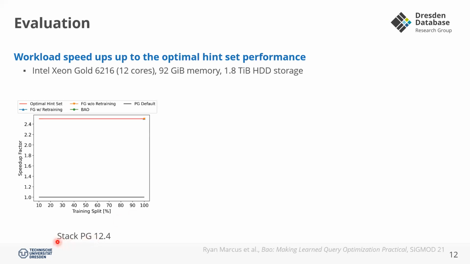So first of all, this is again the results for Stack on Postgres 12. And you can see two lines. The black line down here is the baseline, so basically the standard Postgres performance. And from our previous experiments, we know that if we hint every query with the optimal hint set, we reach this speed up of 2.5. This is the red line.